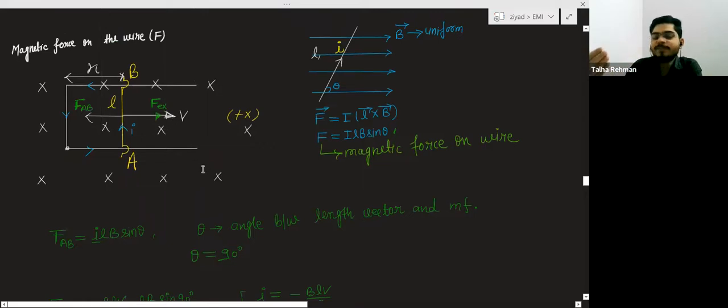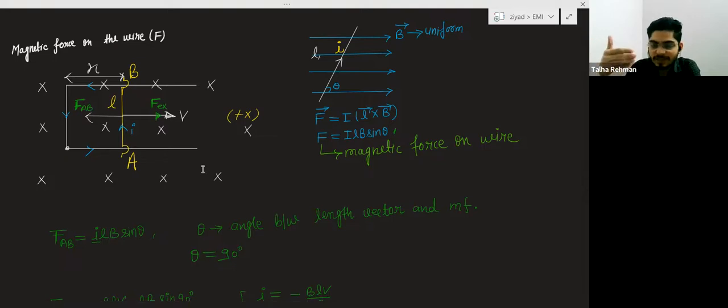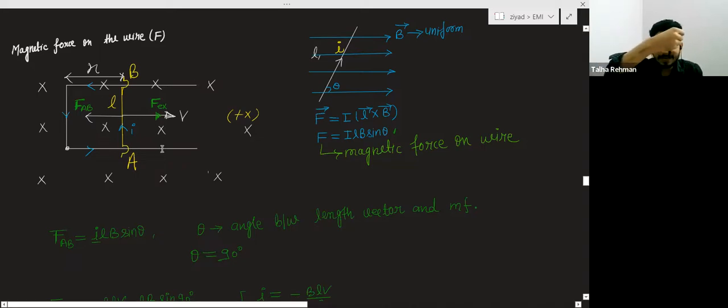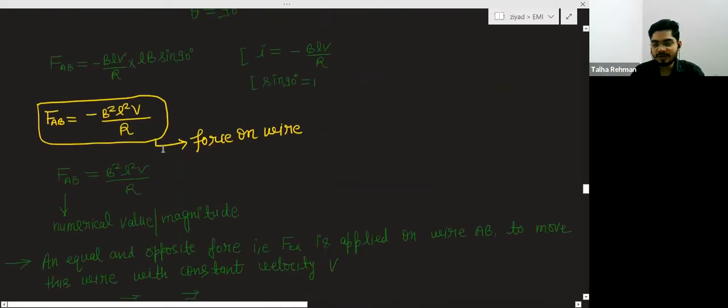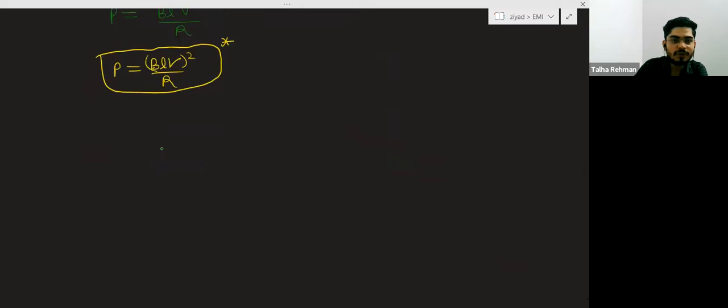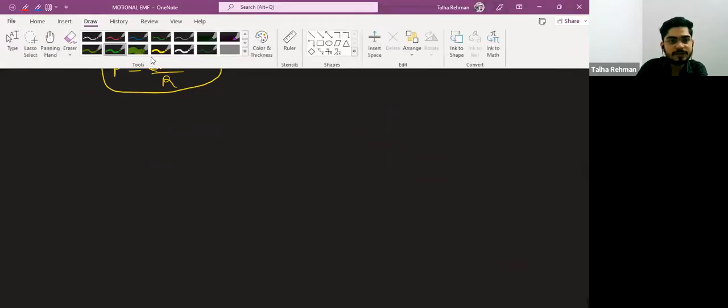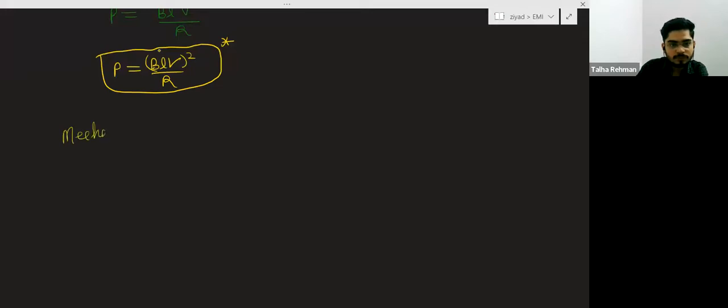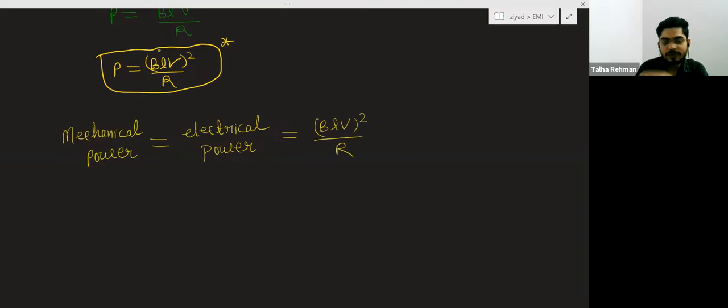Your mechanical power expended is converting into electrical power. What is happening when you are pulling the wire like this, applying a force on the wire in this direction? There will be an induced current in the wire, means by the mechanical energy, electrical energy is produced. Current means electrical energy, so you can say the mechanical power is equal to the electrical power. So here you can write mechanical power is equal to the electrical power, that is equal to B squared L squared V squared by R. Actually, see here what is happening.